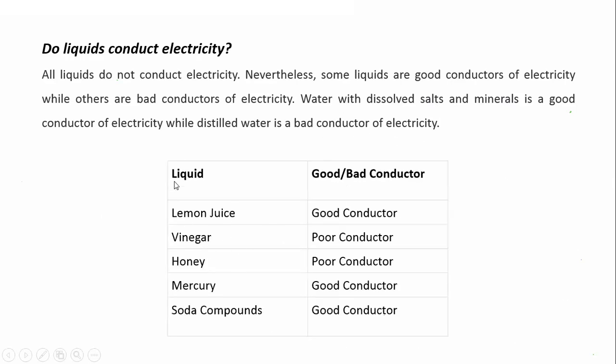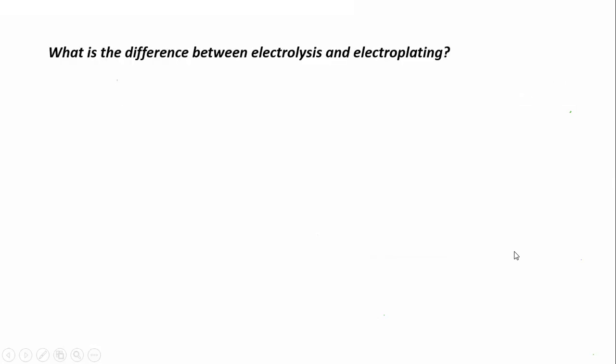Here are a few examples. Lemon juice, a good conductor; vinegar, poor conductor; honey, poor conductor; mercury, good conductor; and soda is also a good conductor. Next is, what is the difference between electrolysis and electroplating?